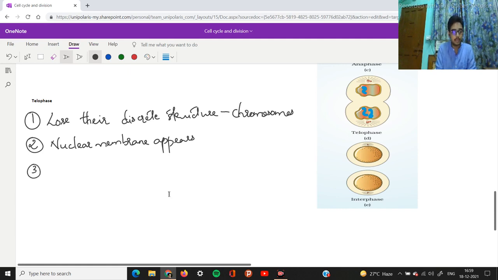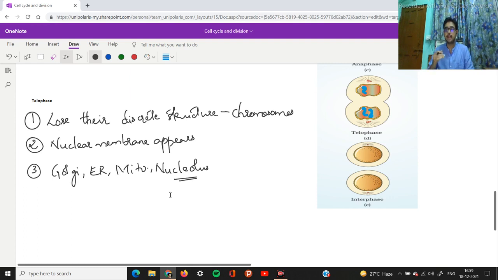Then number three, all those organelles which we talked about, which disappear during prophase, will appear again. Those are Golgi, ER, mitochondria, and the last one is nucleolus. These are some of the organelles which we should significantly remember. Now telophase is done. The cells have to actually form. We need to see two different cells finally, and till now, only the nucleus has separated, which we will call karyokinesis.